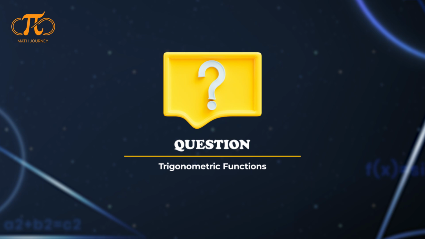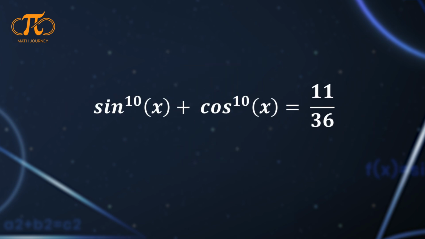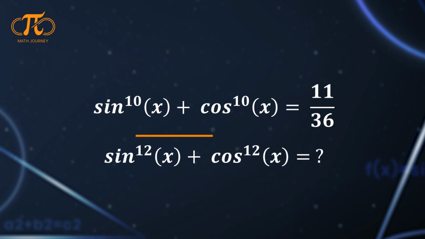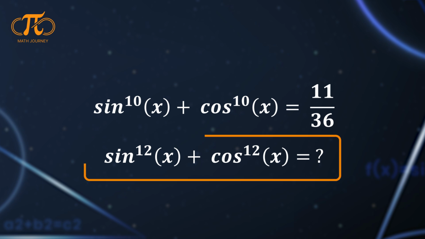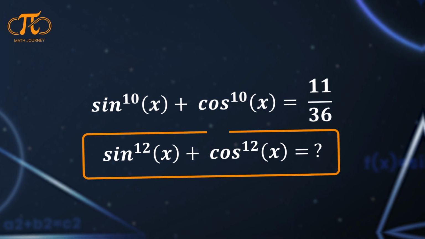Today, we've got a fascinating puzzle involving powers of sine and cosine that'll put your math skills to the test. Alright, here's the challenge. If sine to the power of 10 plus cosine to the power of 10 equals 11 over 36, what about the power of 12? Can we find the answer without complex calculations? Let's dive into a clever shortcut.